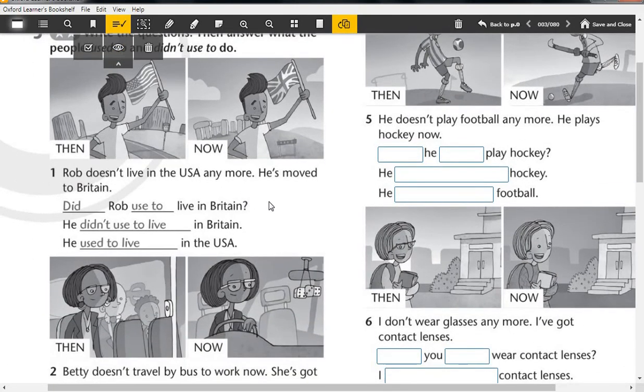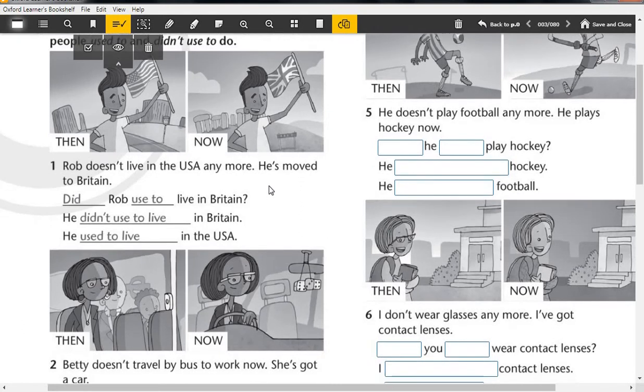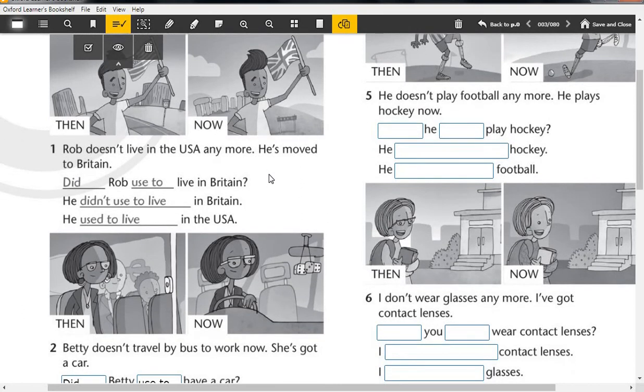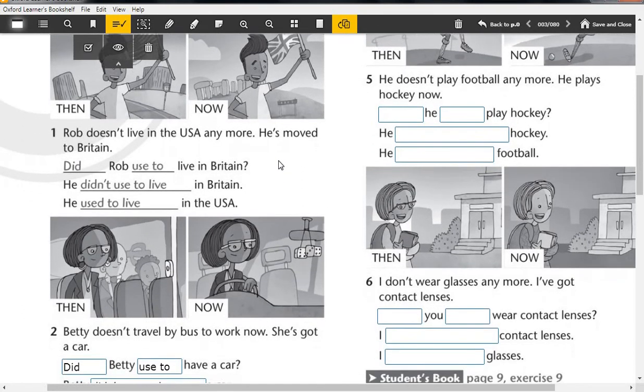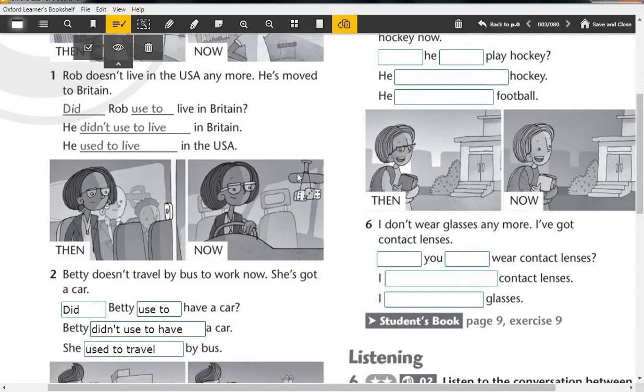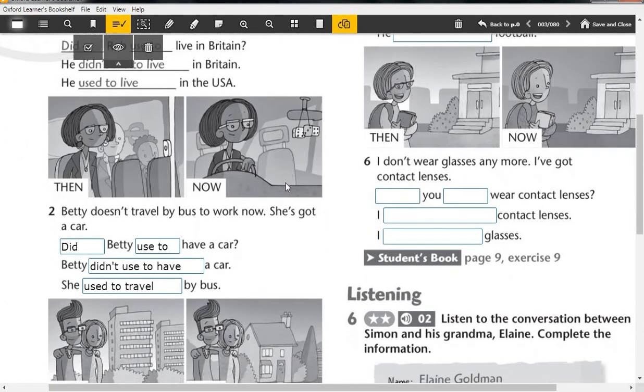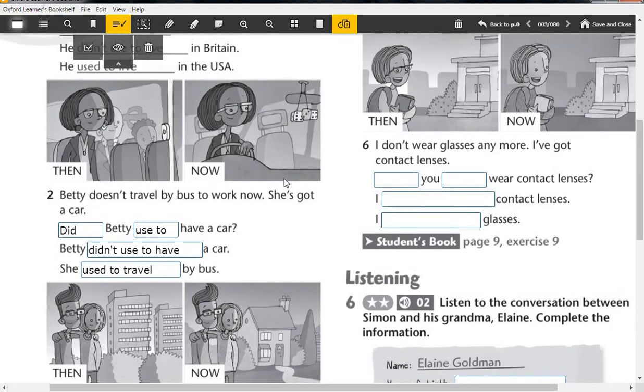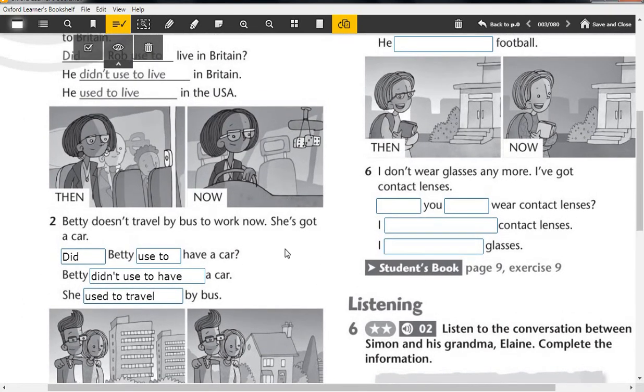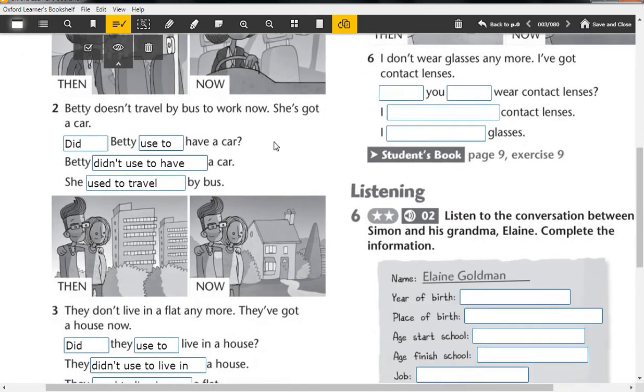Rob doesn't live in the US anymore. He's moved to Britain. Did Rob used to live in Britain? He didn't used to live in Britain. He used to live in the USA. Now Betty doesn't travel by bus to work now. She's got a car. Did Betty used to have a car? Betty didn't used to have a car. She used to travel by bus.